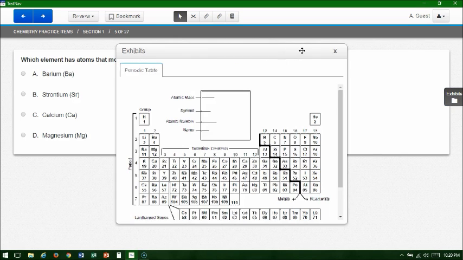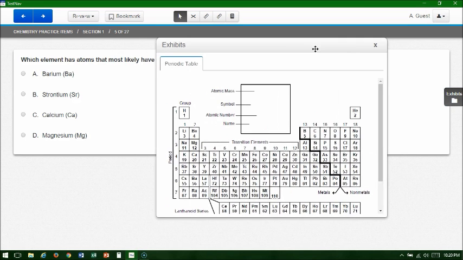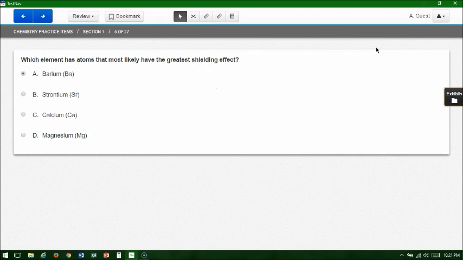On the periodic table, we can find barium, strontium, calcium, and magnesium. These are all located in the same family, group 2, the alkaline earth metals. But since size, atomic radius, increases as you go down from top to bottom, the correct answer to this question is barium, because it has the largest atomic radius and the electrons experience the greatest shielding effect.